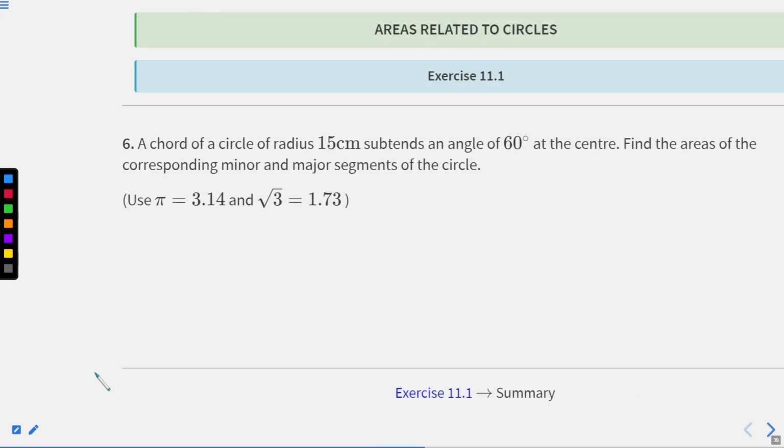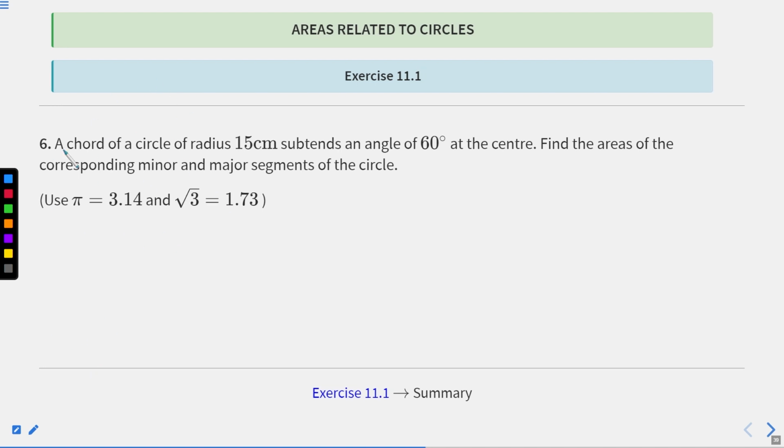Now let us move to question number 6. Question number 6 asks: a chord of a circle of radius 15 centimeter subtends an angle of 60 degree at the center, and we need to find the areas of the corresponding minor and major segments of the circle. Here we use the value of pi as 3.14 and root 3 as 1.73. So basically we are given the radius of this circle, that is 15 centimeter, and the angle at the center is 60 degree, and we need to find the areas of the corresponding minor and major segments of the circle.